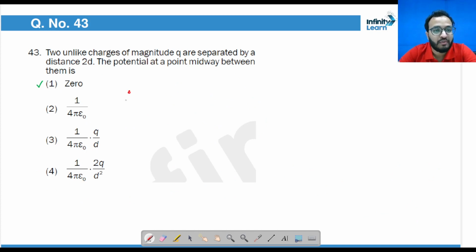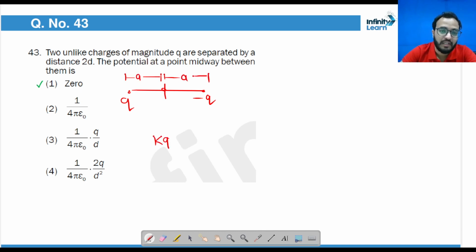43. So two unlike charges q and minus q are placed. Obviously potential is a scalar quantity, so if these distances are the same, the potential here will be kq by a plus k into minus q by a. It will be 0. Got it?